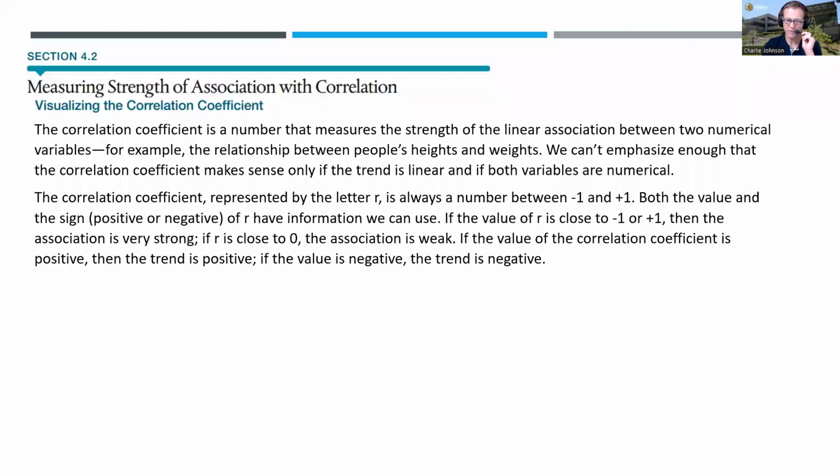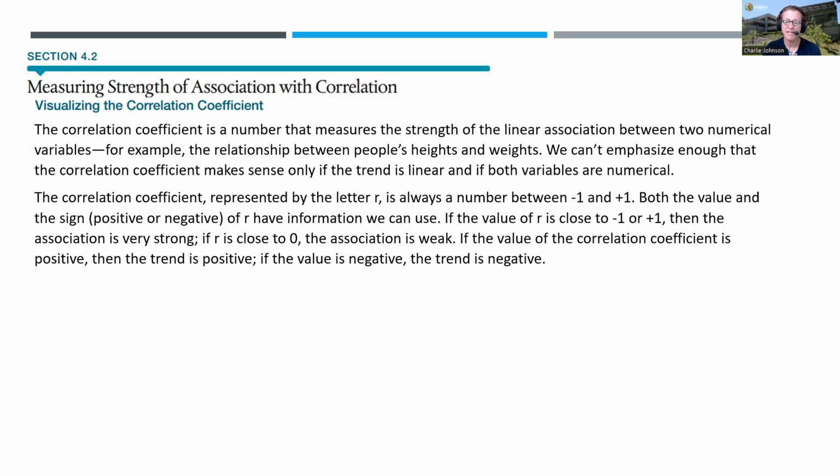The correlation coefficient is a number that measures the strength of the linear association between two numerical variables, for example, the relationship between people's heights and weights. We can't emphasize enough that the correlation coefficient makes sense only if the trend is linear and if both variables are numerical. The correlation coefficient, represented by the letter R, is always a number between -1 and 1.